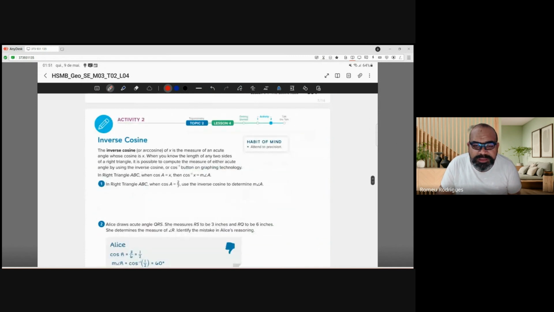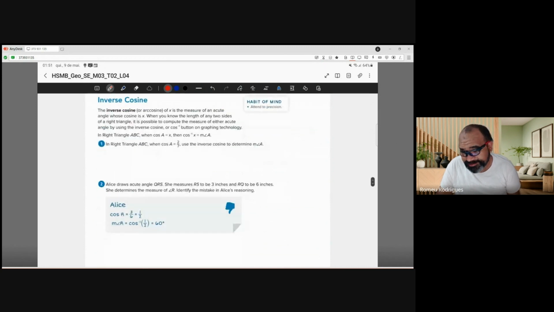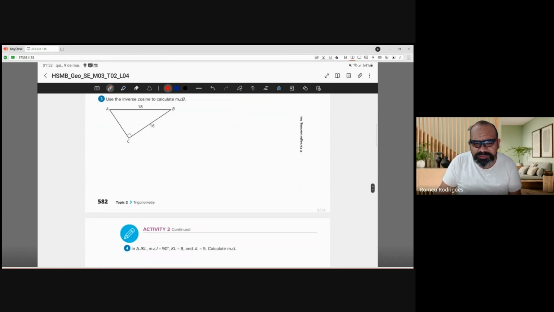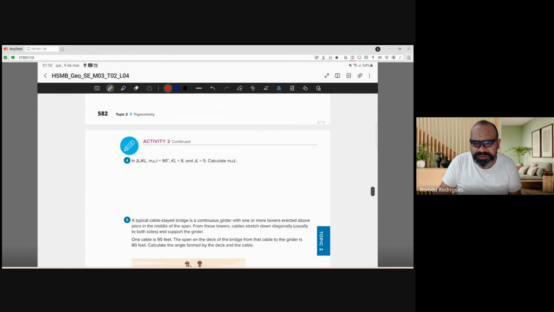And let's go here. The inverse cosine is to find the angle. I will not spend time here. You know how to do that on the calculator again. Second function, cosine. Be sure your calculator is in degrees, okay? Let's move on. Let's keep working. There's not much to add here.